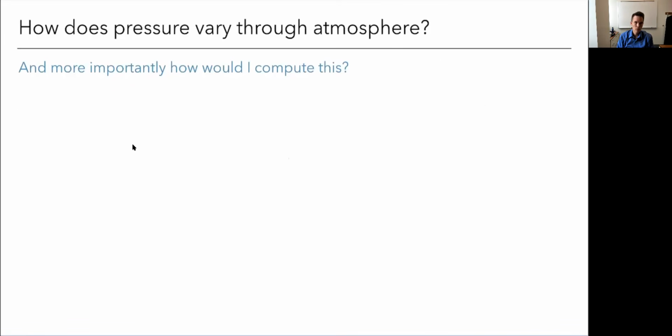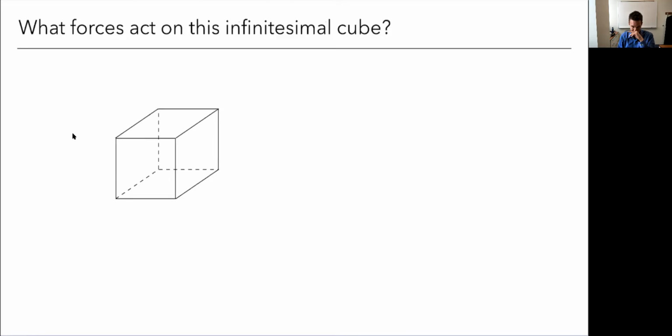Okay, so if we can measure altitude, we already know how temperature varies throughout the atmosphere. We now want to know how pressure varies throughout the atmosphere and how we would compute this. So to do that, we are going to go back to a very simple hydrostatic model, something you've done in fluid mechanics. So let's take this point in our atmosphere, which is some generic point. I'm going to put this little cube, infinitesimally sized cube, and look at the forces that are acting on it in a somewhat idealized way.